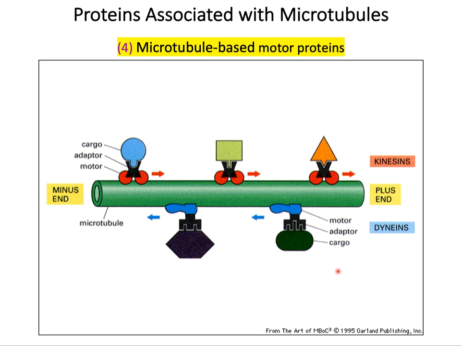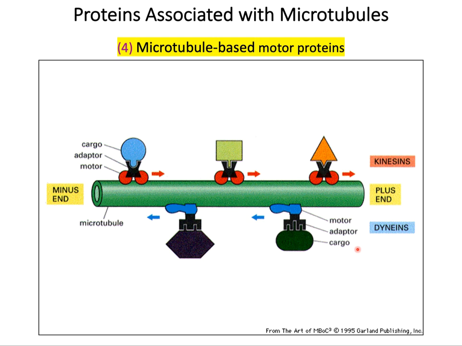So let's move on to the fourth group. These are microtubule-based motor proteins. And you will remember that we talked about motor proteins that associate with actin. We defined a motor protein as one that uses the energy of ATP hydrolysis to move along the filament. In the case of actin, the family of motor proteins is known as myosin. With the exception of myosin 6, all myosin motor proteins move towards the plus end.